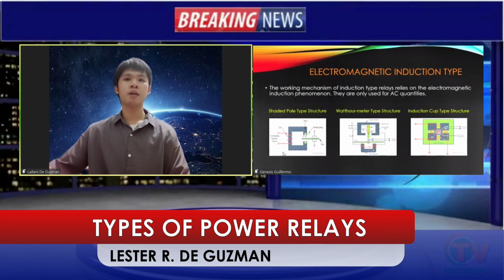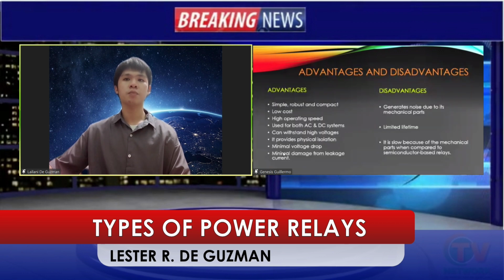Electromagnetic induction type. The working mechanism of induction type relays relies on the electromagnetic induction phenomenon. They are only used for AC quantities. They are classified into shaded pole type structure, watt-ammeter type structure, and induction cup type structure.